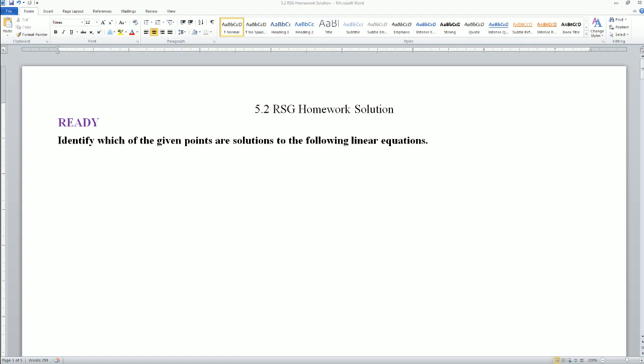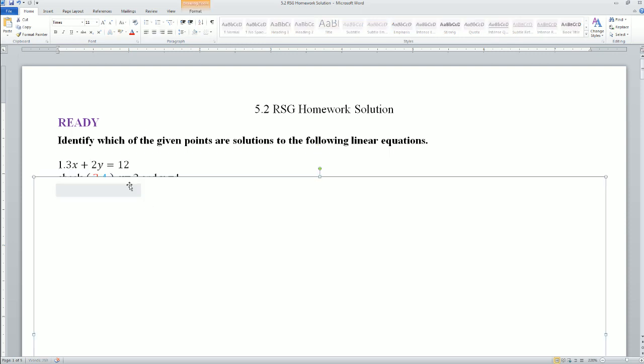Alright, welcome. This is the 5.2 Ready, Set, Go homework solution. Here you have the ready part. It says identify which of the given points are solutions for the following linear equation. Here you have 3x plus 2y equals 12.